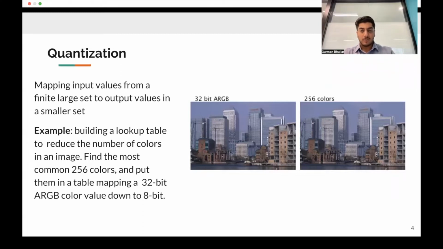So we can see there are two images, one on the right, one on the left. On the right, it's a 32-bit ARGB image. Why 32-bit? Because each of the channels, that is alpha, red, green, and blue, is of 8 bits each. So in total, it's 32-bit.